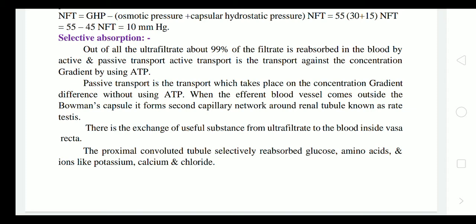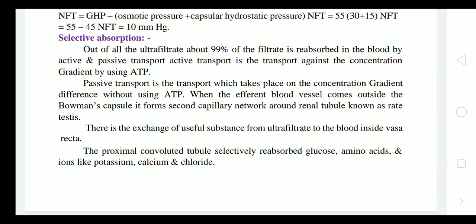When the efferent blood vessel comes outside the Bowman's capsule, it forms a second capillary network around the renal tubule, known as the vasa recta. There is a network around the renal tubule. So this is the exchange of useful substances from the ultrafiltrate to the blood inside the vasa recta.